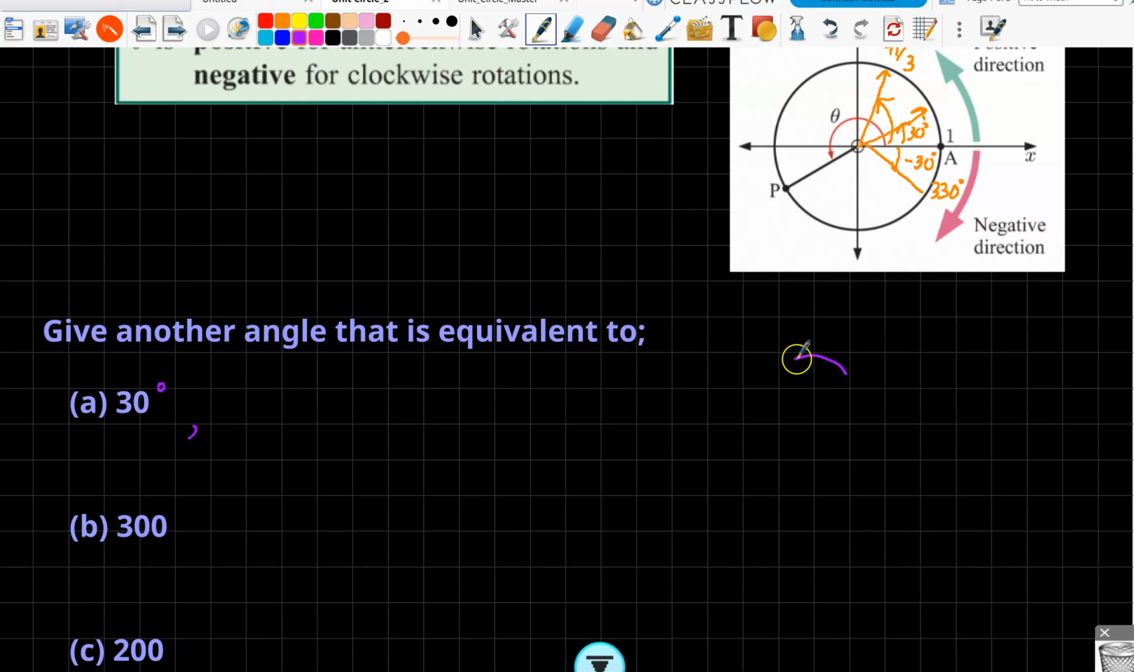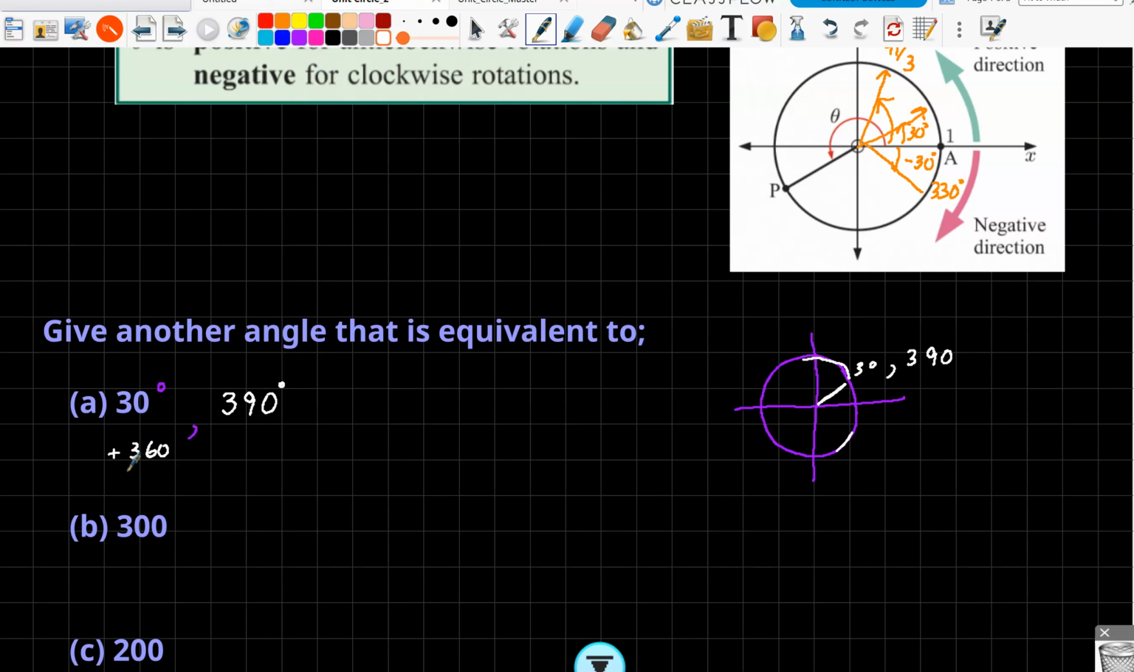So if we think of our unit circle, or just a circle, and we're going around and around, go around the outside. So here's 30, right? If I do one whole lap and go around again, I've lapped another 360. So 360 plus 30, 390. So that 390 is equivalent.